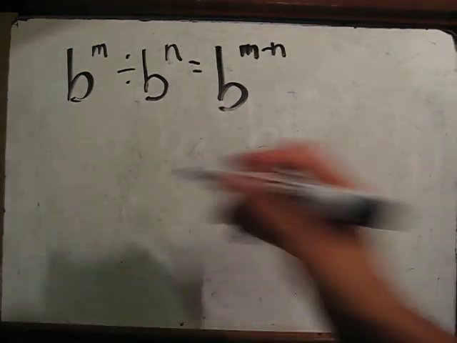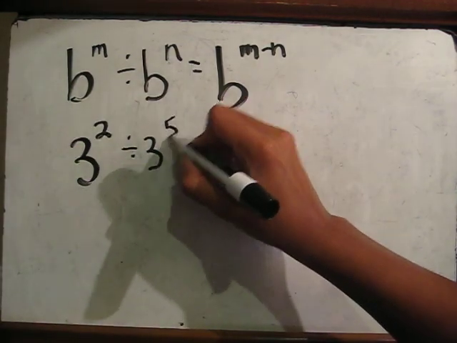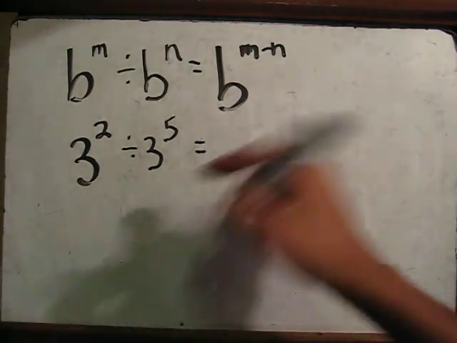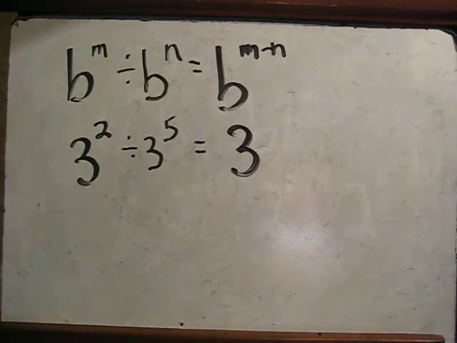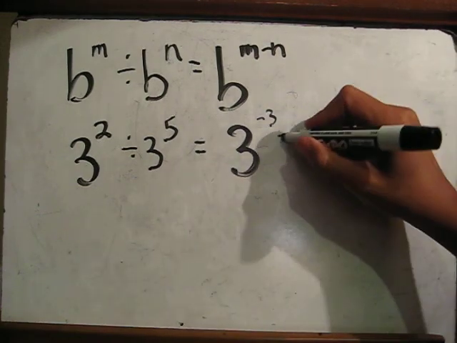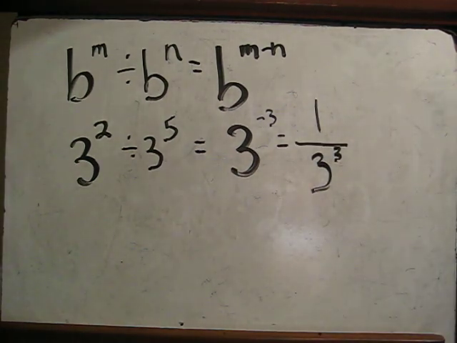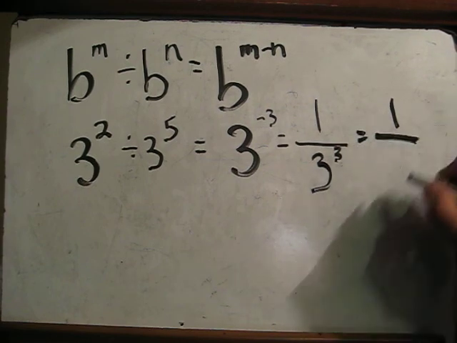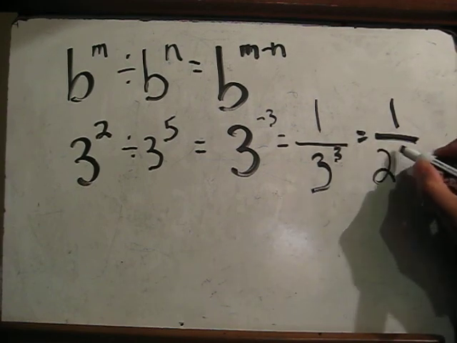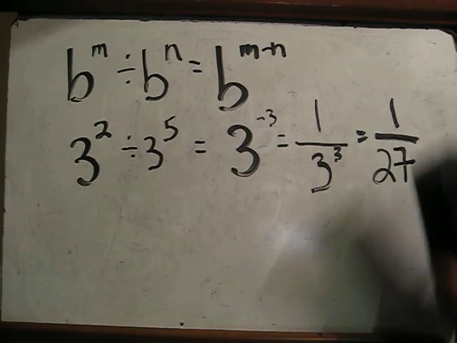So for instance, if I have 3 to the second power divided by 3 to the fifth power, what will that equal? We keep the base, so that's 3, and then 2 minus 5, which is negative 3. But remember, we don't want a negative exponent, so that equals, like you've learned, 1 over 3 to the third power, which can still be simplified. So 1 over 27, 1/27.